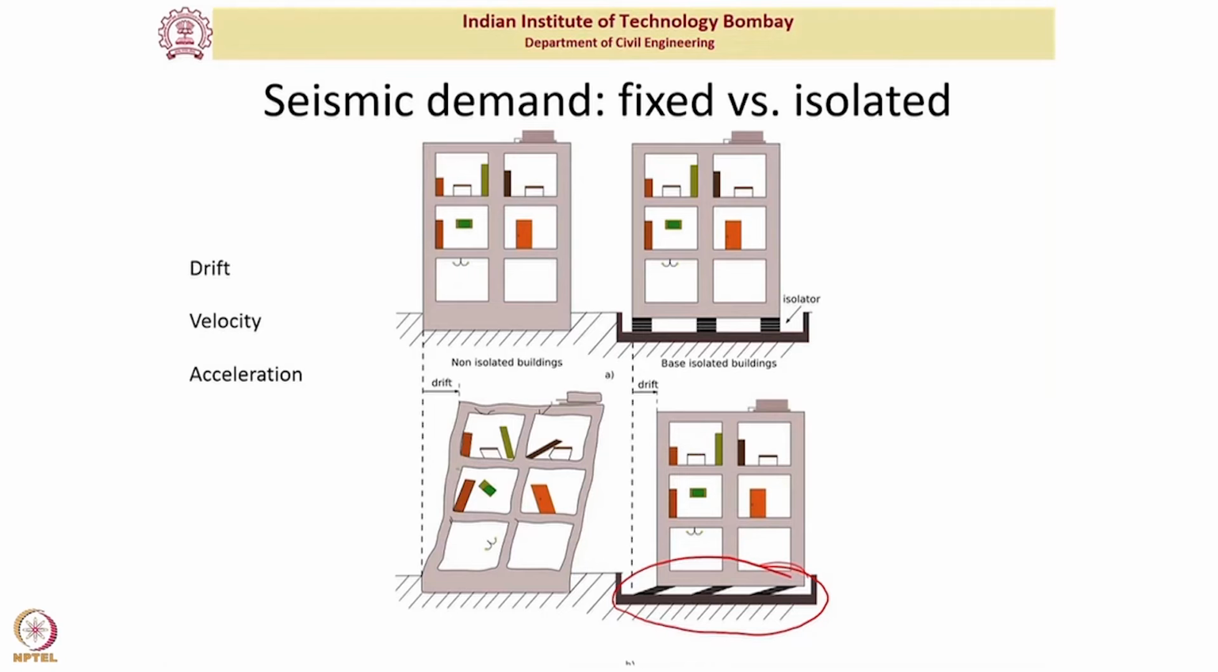But in the superstructure, there is no drift or very small drift compared to the fixed base. So there is very little damage to the frames of the superstructure. At the same time, because my stiffness in this isolation layer is very small, the acceleration is very small, and so is the velocity. So the internal components are also protected in a base isolated structure. So you can see the benefit of applying isolation here.